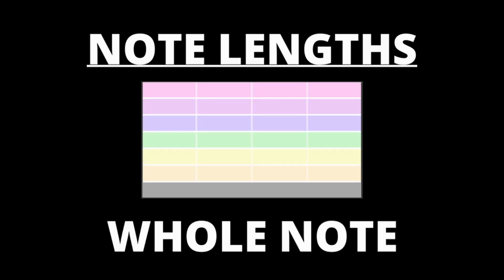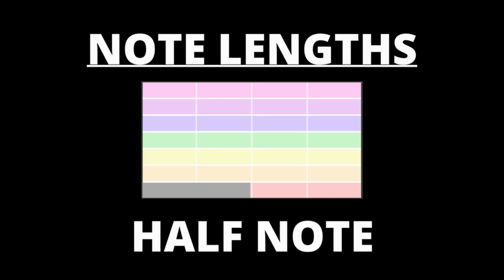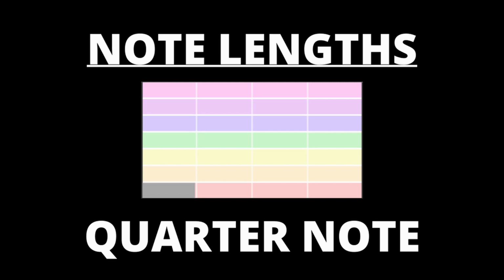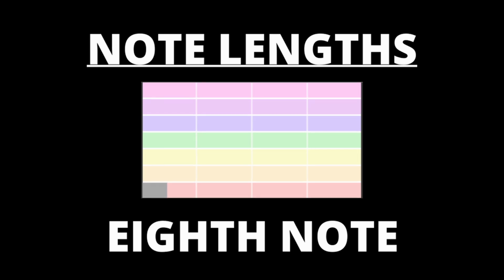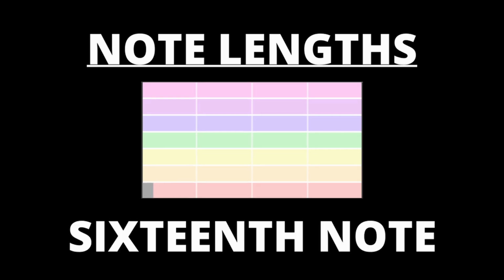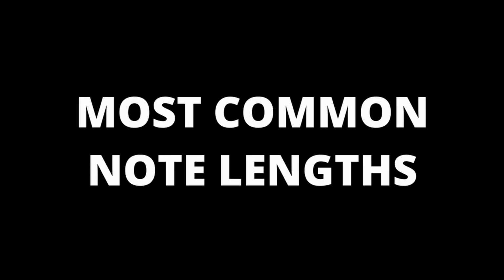So we can have a whole note which lasts a whole bar, half a note which lasts half a bar, a quarter note which lasts for a quarter of a bar, an eighth note which lasts for an eighth of a bar, and a 16th note which lasts for a 16th of a bar. These are some of the more common note lengths used in melodies. There are, of course, other divisions.